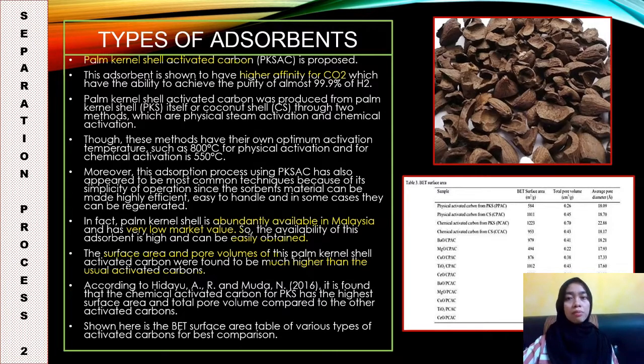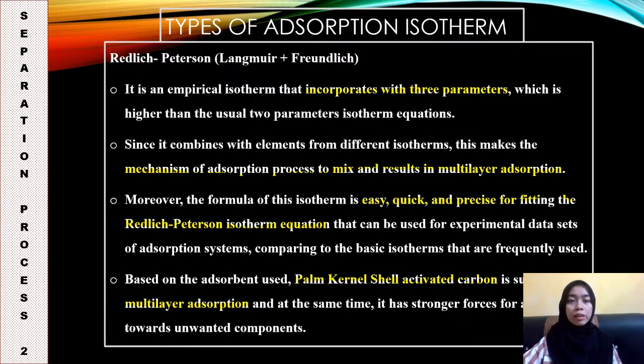The surface area and pore volumes of this adsorbent are also found to be much higher than the usual activated carbons, as you can see in the red surface area table here. Next, I will explain about the types of adsorption isotherm that is used for this study. So we have proposed the Redlich-Peterson, which is the mix of Langmuir and Freundlich isotherm. This isotherm incorporates 3 parameters, and the mechanism of the adsorption process mixes and results in multi-layer adsorption.